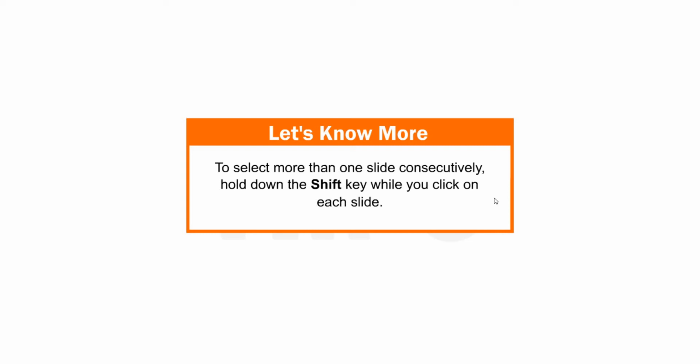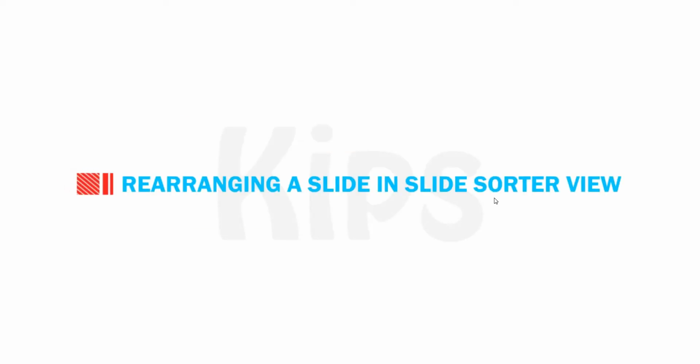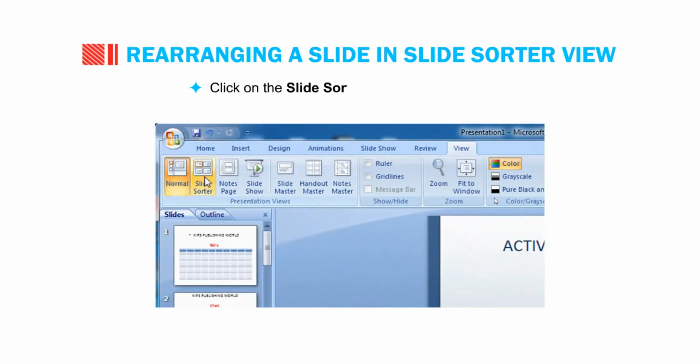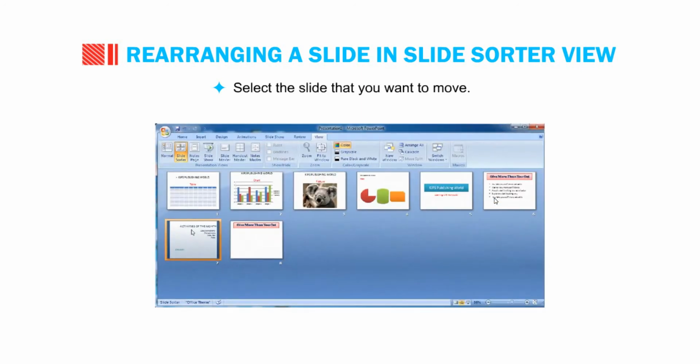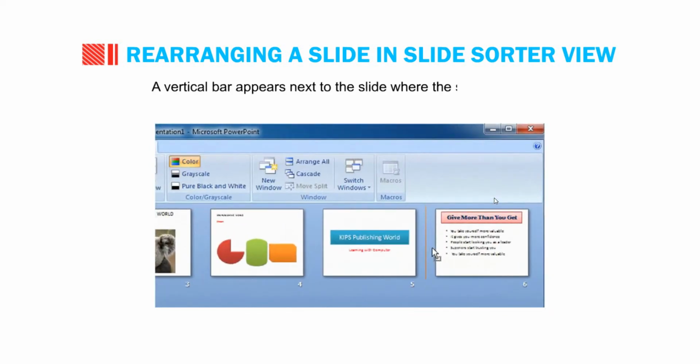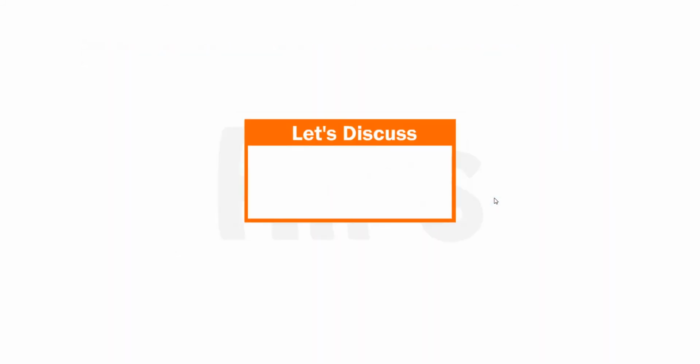Students, do you know that we can select more than one slide consecutively by holding down the Shift key while you click on each slide? Let me now tell you how to rearrange a slide in Slide Sorter view. Click on the Slide Sorter button on View tab. Select the slide that you want to move. Drag the selected slide to a new location. A vertical bar appears next to the slide where the slide is moved. Okay students, explain the difference between moving objects and moving slides.